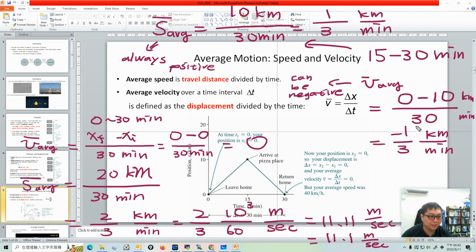So this video tells you the definition of average speed and average velocity, and that's pretty much it. I'll stop the video here, and the next section is instantaneous velocity. We'll see you in the next video.